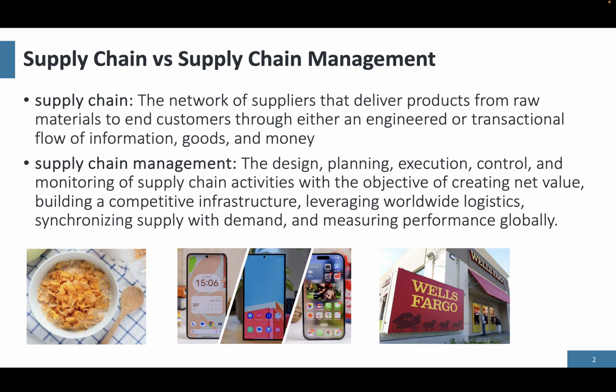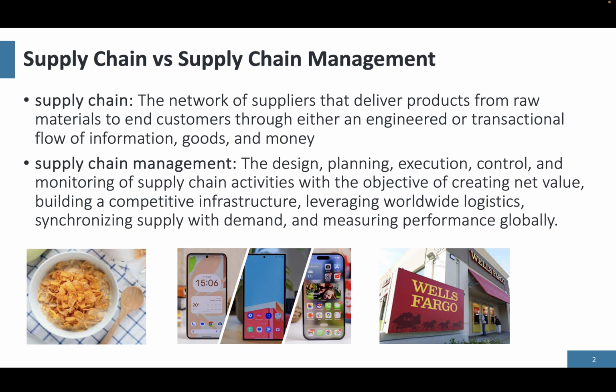So if you think about Kellogg's, who makes cereal, their supply chain involves the raw materials that go into making the cereal, producing the cereal in their factories, and then getting the product into boxes and to retail stores like Walmart and Target. That allows you, the end customer, to buy your favorite cereal.